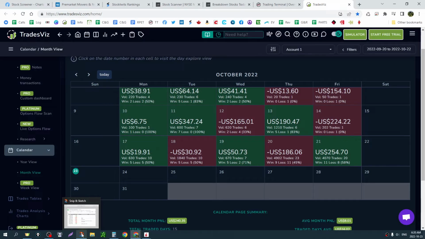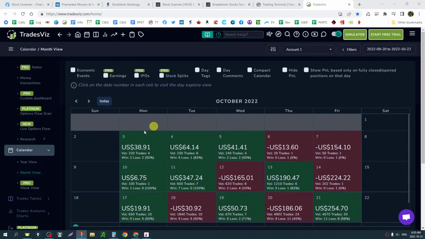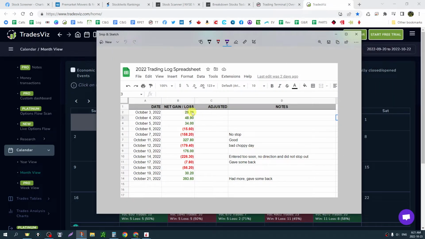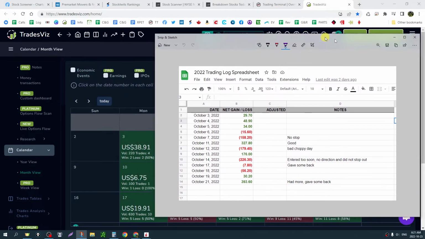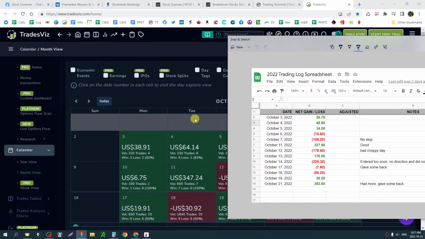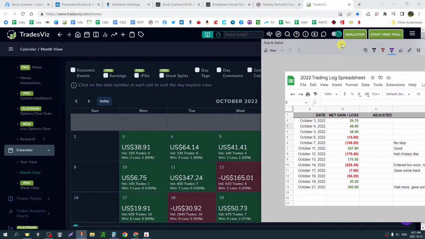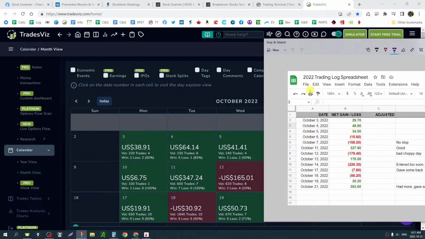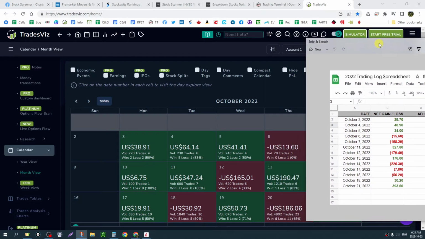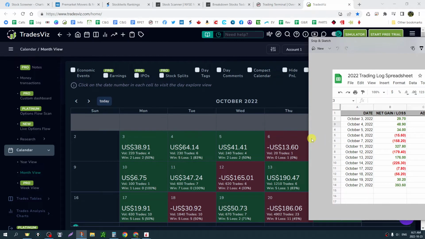Oh, I also use a trading log, a spreadsheet, I mean. So this is the real numbers. Let's just compare them. So Monday, October 3rd says $38.91, but it was actually $29.70 after commissions. That's not bad. And then the 4th was $64. Well, obviously there was a lot more commissions there for some reason. And I made $48. October 5th was 41 to 34. Seems kind of round.